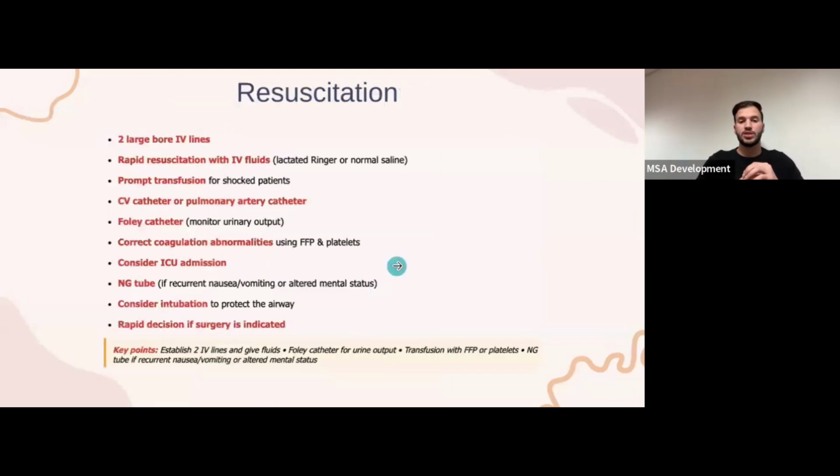Our second goal is resuscitation, which is mainly to make sure that the patient is stable. How do we do that? We establish 2 IV lines and we give fluids, Foley catheter for urine output, transfusion with fresh frozen plasma or platelets, and finally nasogastric tube if there's recurrent nausea or vomiting.